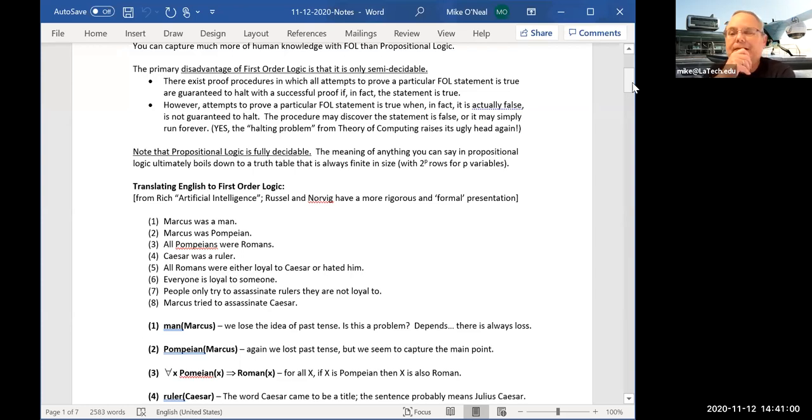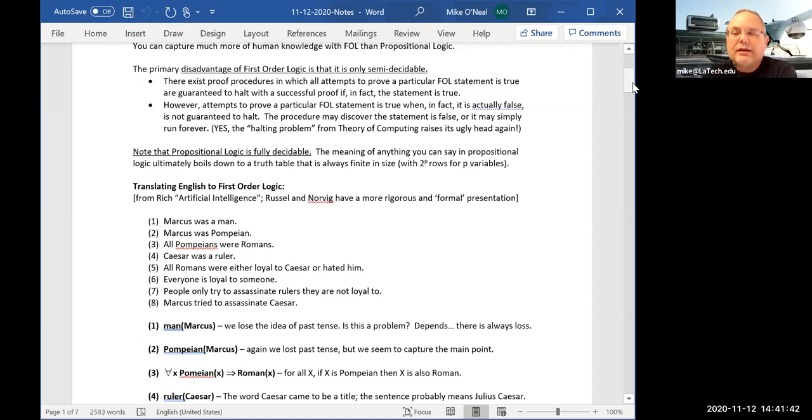Did that make sense? Any questions about that? Bottom line, propositional logic is simpler. You can say fewer things, but because it's simpler, it's fully decidable. A properly written proof system would never get stuck in an infinite loop. With a first order logic system, it's more expressible. You can say things that are not possible to be said in propositional logic, but what you're giving up is that it's semi-decidable. Okay? Does that make sense? Yes, no, maybe in the chat?